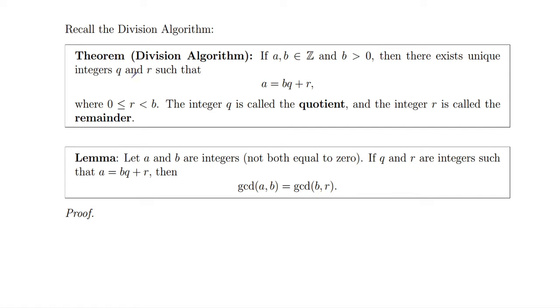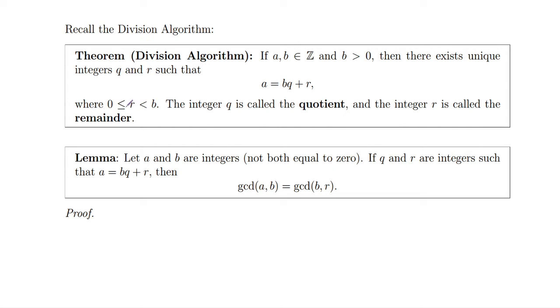Then there exist two unique integers, q and r, so that I could write it like this. So effectively, it's as if you're trying to divide a by b, and you get this quotient and a remainder. Okay, and then we knew these two conditions, that q and r are integers. So there exist unique integers q and r.